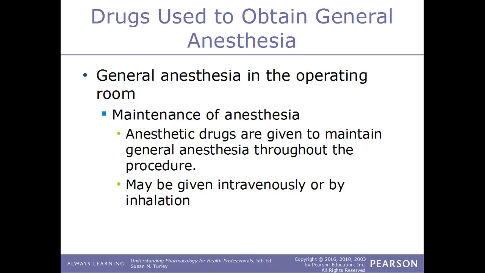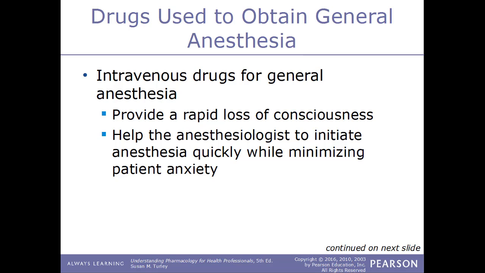Now, anesthetic drugs are given to maintain general anesthesia throughout a procedure in an operating room. And these may be given intravenously or by inhalation. When it comes to intravenous drugs for general anesthesia, these work very rapidly and provide a rapid loss of consciousness. And these help the anesthesiologist to initiate anesthesia quickly while minimizing the patient's anxiety.